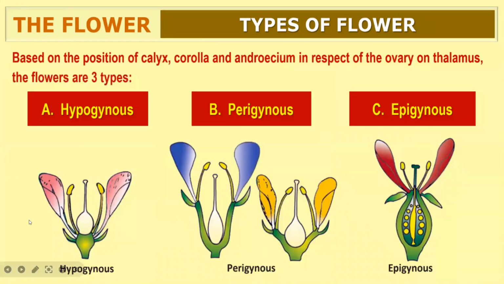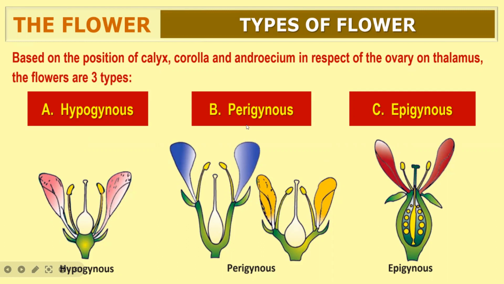Okay. So, based on the position of calyx, corolla, and androecium with respect to the ovary, it is of 3 types. Hypogynous. Where is the ovary? Where are the calyx and corolla? Now, hypo means the calyx, corolla, and androecium are below the ovary. This is the ovary, and all the remaining parts are below the ovary.